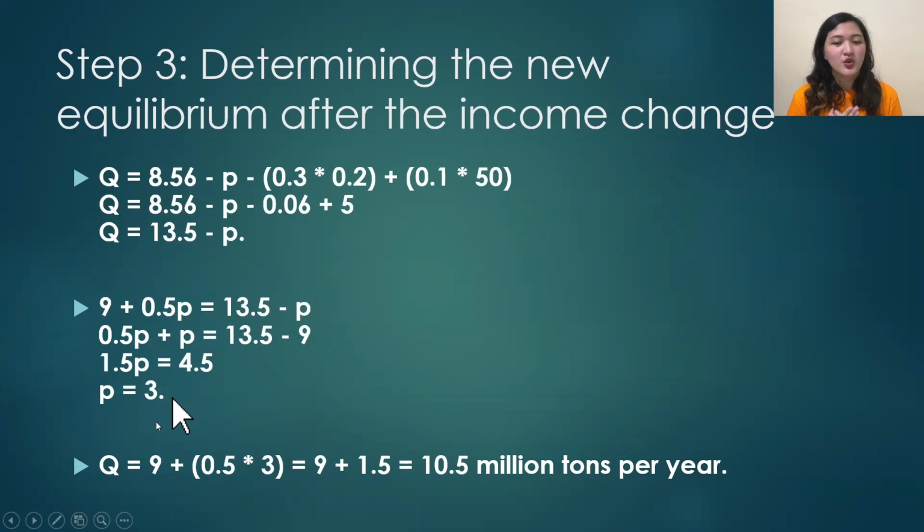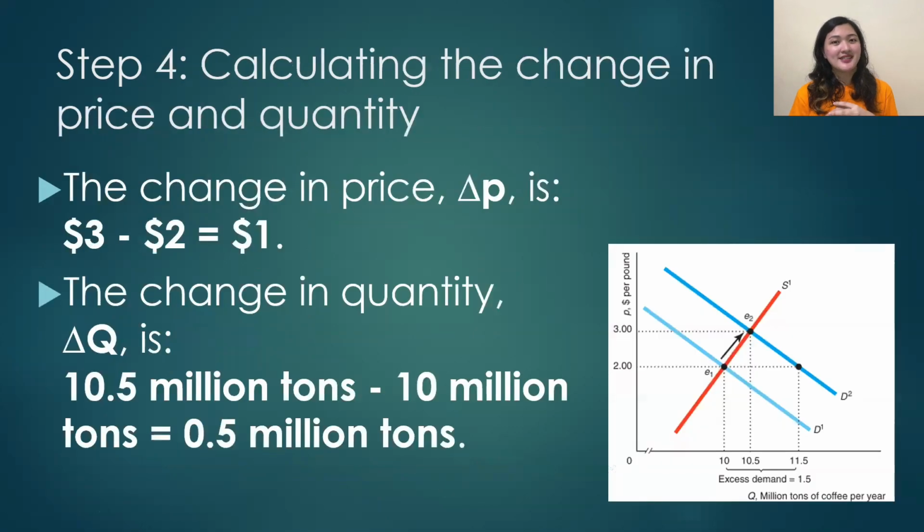Now let's find the new equilibrium quantity by substituting P equals 3 into the supply function, which will give us 10.5 million tons per year. So step 4 is calculating the change in price and quantity. The change in price is 1 and the change in quantity is 0.5 million tons.